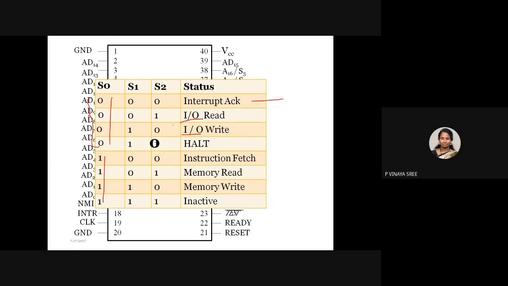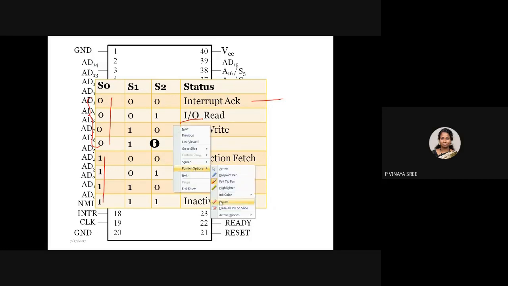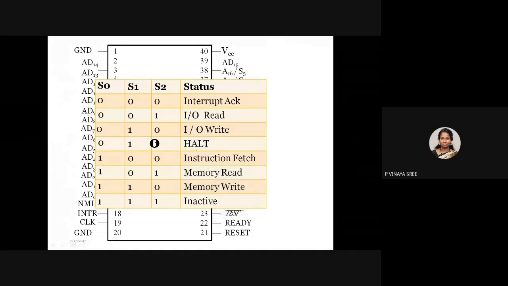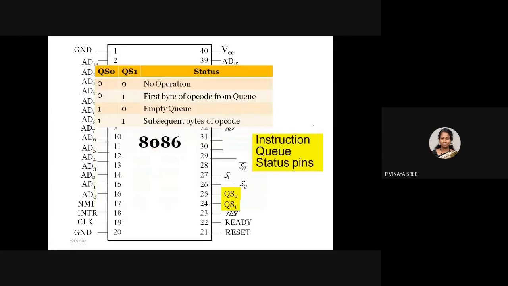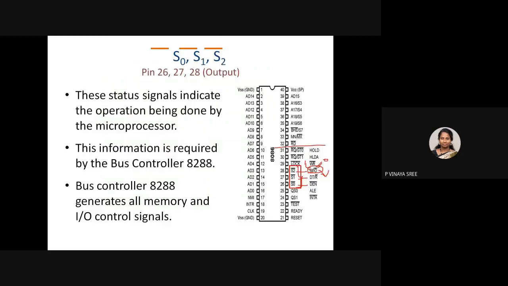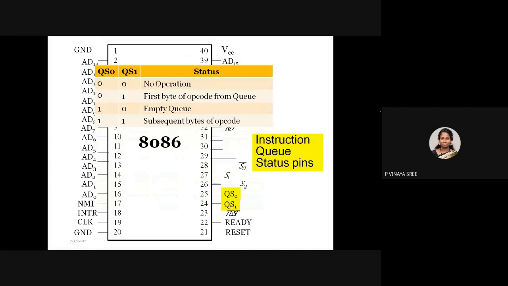So this is about the three status pins, which show what the processor is doing: whether it is doing IO read, IO write, memory read, memory write, whether it is in an idle state, or whether it is providing an acknowledgement. Now coming to the remaining two pins, we are done with the three status pins. QS0 and QS1 are the queue status. Now I'll ask one question, be ready. So these are the queue status pins.